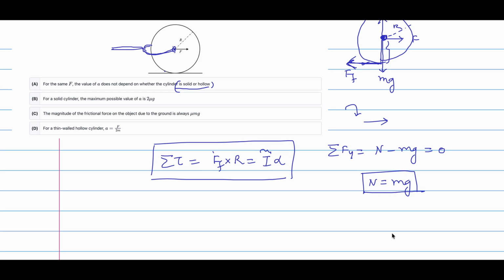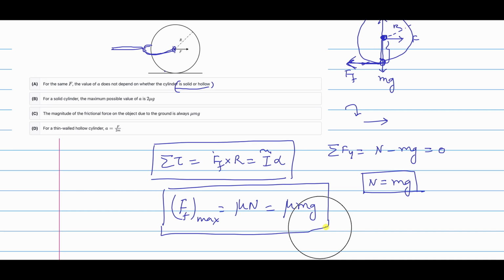We know that force of friction maximum, if it is rolling without slipping, then there will only be force of static friction. So we can say force of friction maximum will be mu times N, which is equal to mu mg. So this is our maximum static friction that can be applied. Okay.